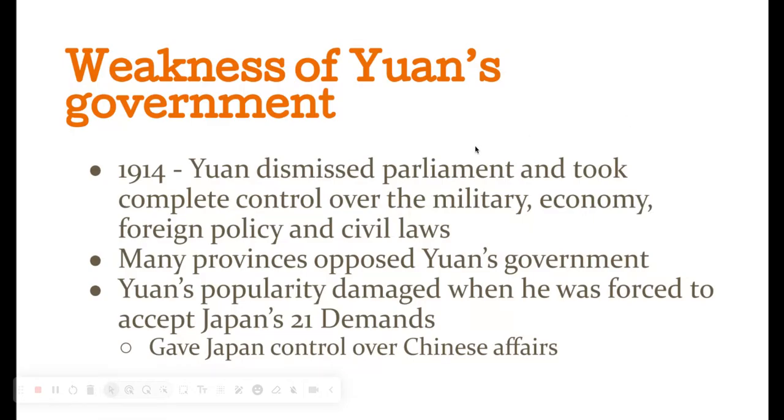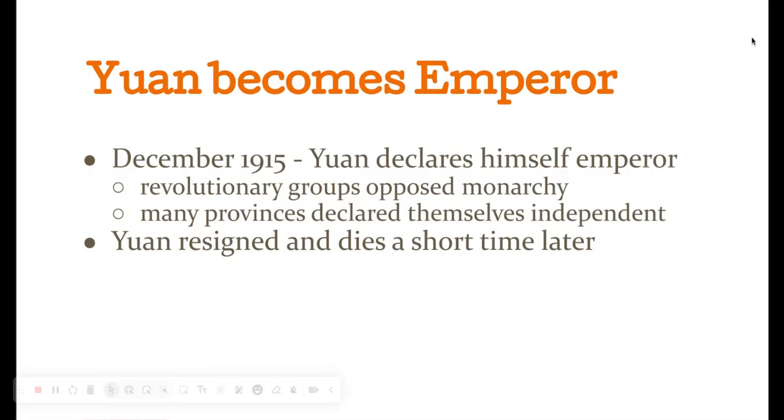Now we have the weaknesses of Yuan's government. In 1914, Yuan dismissed parliament and took complete control over the military, economy, foreign policy, and civil laws. Many provinces opposed Yuan's government, and Yuan's popularity was damaged when he was forced to accept Japan's 21 demands, which gave Japan control over Chinese affairs. This started the May 4th movement that I'll get to in a few minutes.